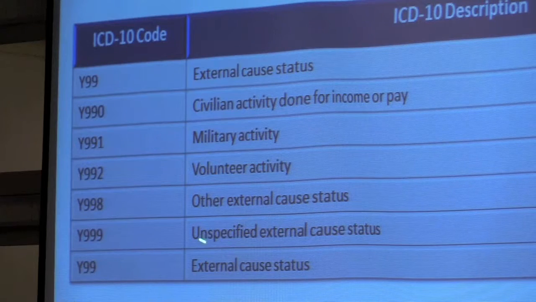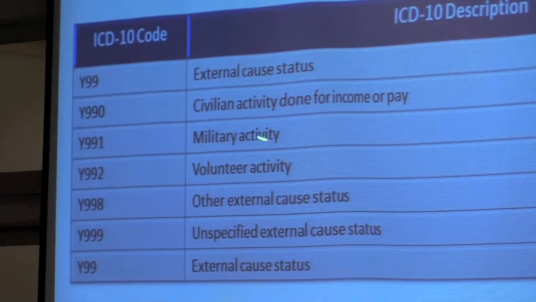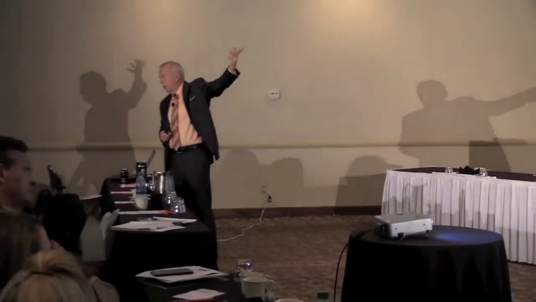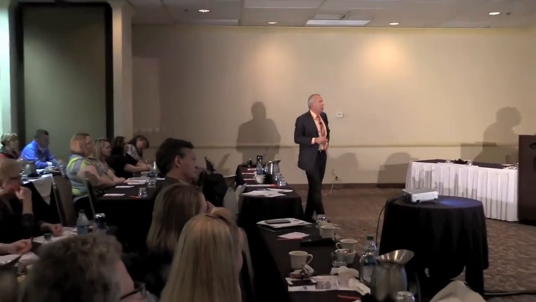So what happens is, you should not use unspecified, so there are really 4 codes that you would use. But these are very important because these are really key roles for TPL, third-party liability: civilian activity done for income and pay, military activity, volunteer, or other. Right? Those are the 4 codes. So if it's military, you know which code. If it's work-related, you know which code. If it's volunteer activity, you know which code. And if it's something else, you know which code. So there's 1 of 4 codes that you use. So that one's pretty easy.